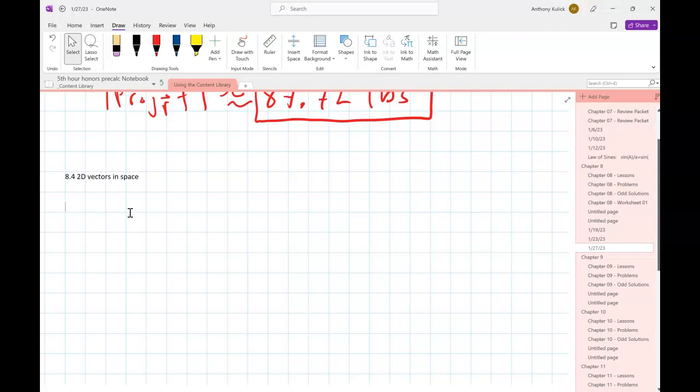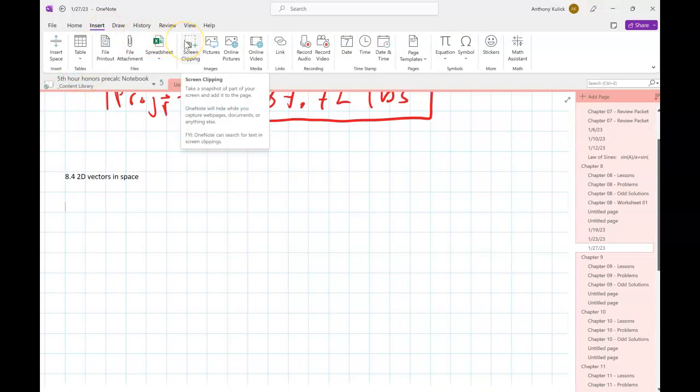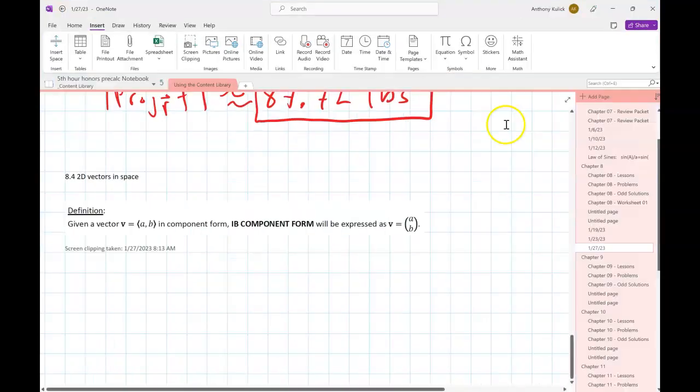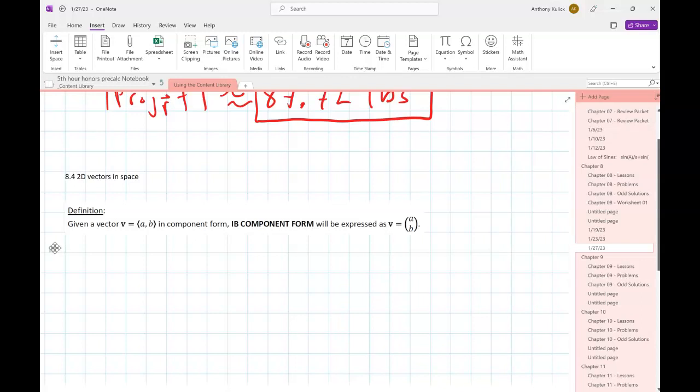So we're going to start by defining another notation that we can use to represent a vector. The text that we use calls this component form. In Mr. Kulik's math education, I'd call this a column vector. So the x component is on top and the y component is on bottom. It's really the same thing. It's just written vertically instead of horizontally.